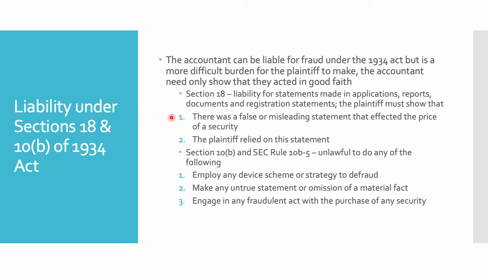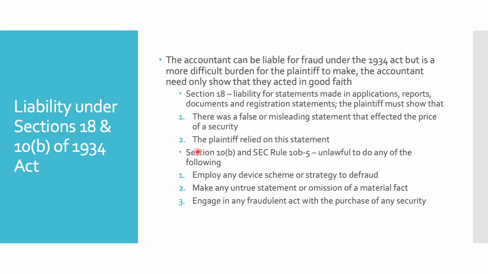Section 18 means there's a false or misleading statement that affected the price of a security or a stock on the open market, and that the plaintiff relied on that statement. Now, once these two elements are proven, the accountant to defend really only needs to show that they acted in good faith. We've talked a little bit about good faith, which really means that they weren't trying to mislead the general public. If there was a misleading statement, it was purely accidental. All right, that's good faith.